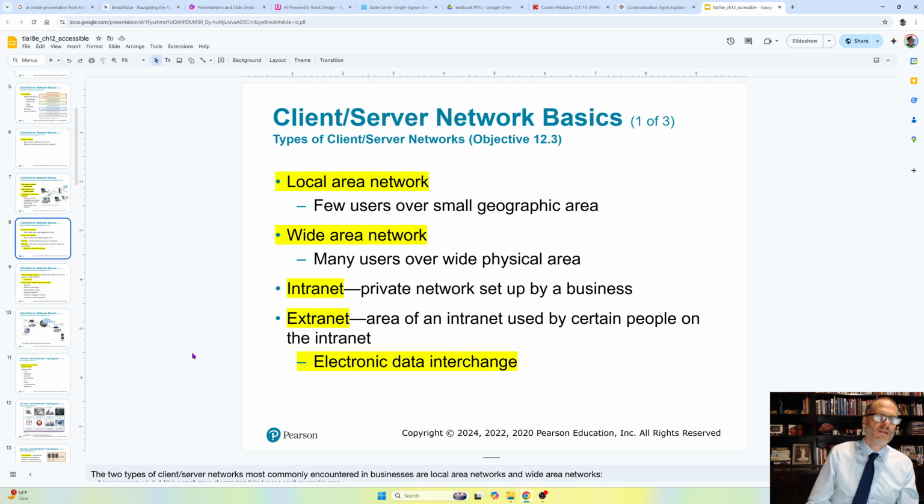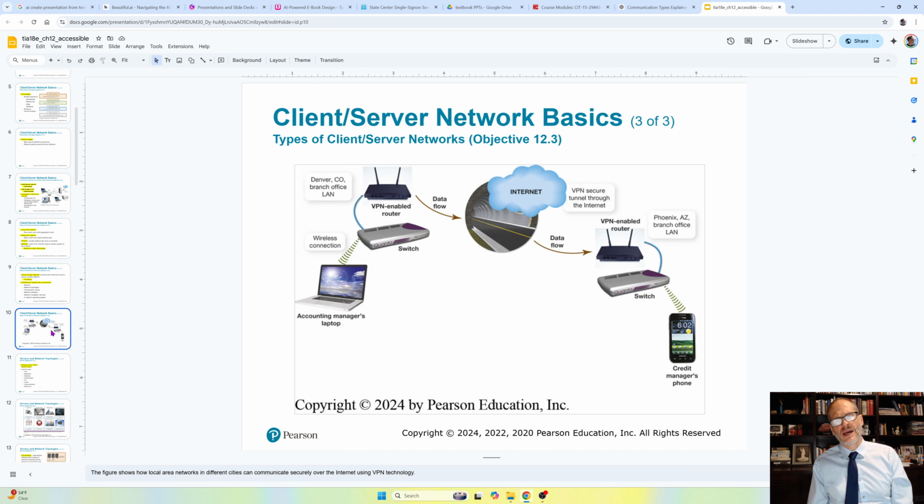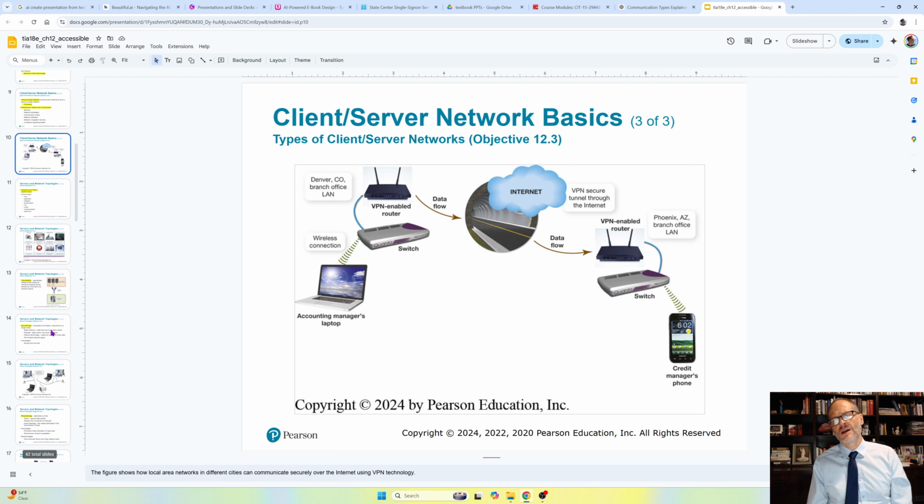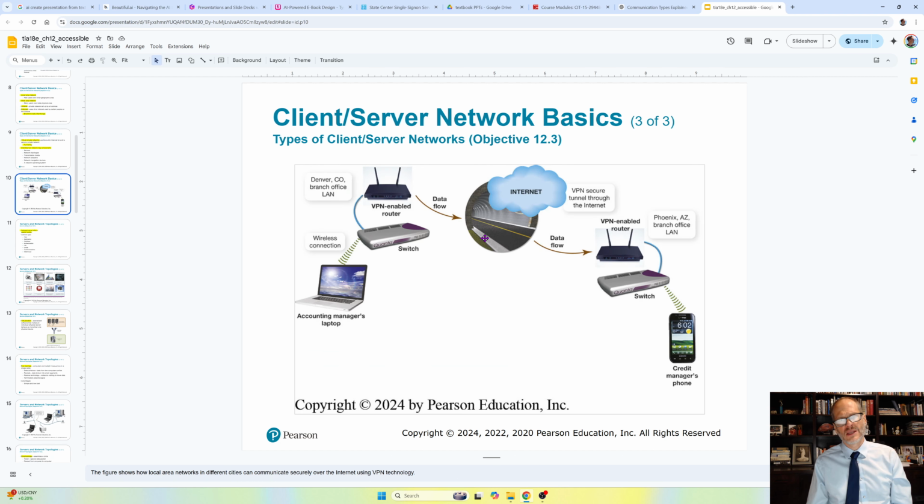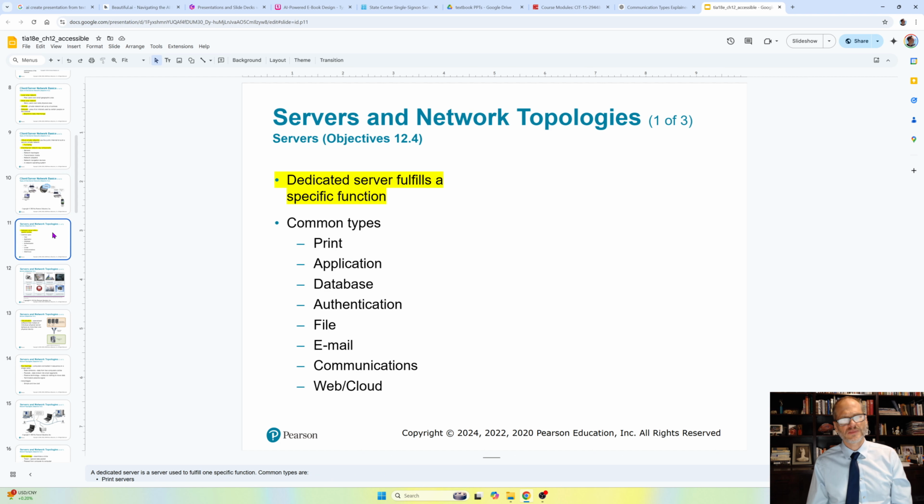Next slide. We talked about LANs, and we talked about WANs and Intranet and Extranet. Oh, because we went back a slide. Here we have just a picture of what networks look like. So here's an example of a VPN tunnel. You have one office in Denver, Colorado, and one office in Phoenix, and you have a secure encrypted virtual private network between these two offices. So data can travel over the internet in an encrypted way. That's what that picture is showing you.